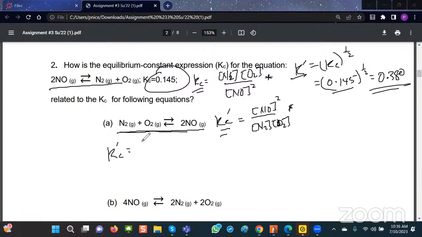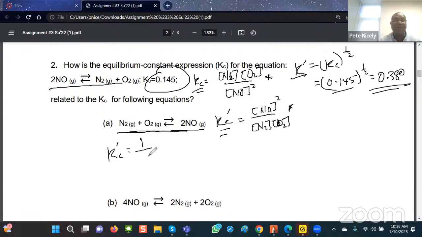Kc is 1 over Kc prime. Exactly, or Kc prime is equal to 1 over Kc, which is what you want to find. You want to find Kc prime. So basically, Kc prime would be 1 over the value of Kc, which is given as 0.145. So let me do the calculation: 1 divided by 0.145. And according to my calculations, this works out to be equal to 6.70. All right, so that's the answer for question 1A.